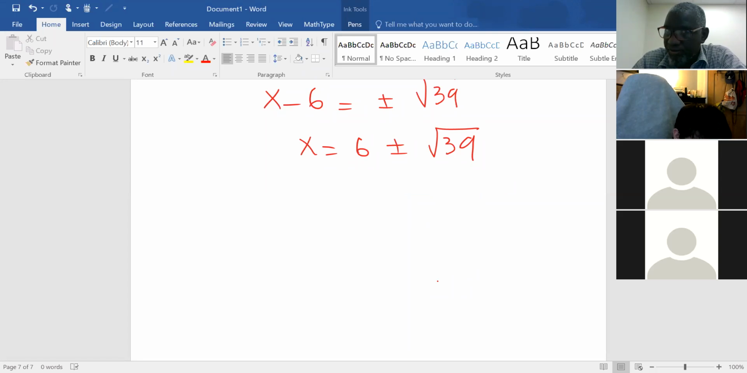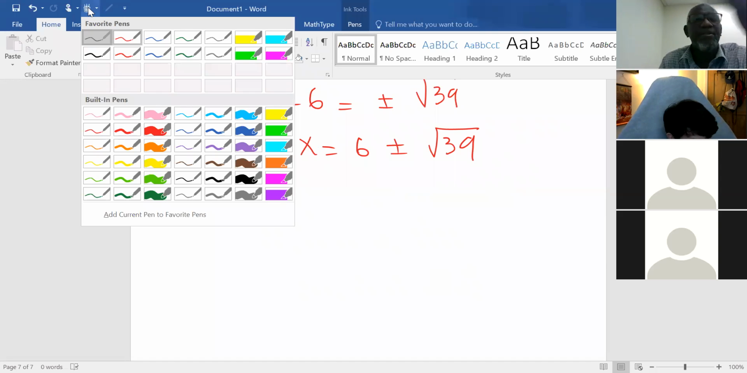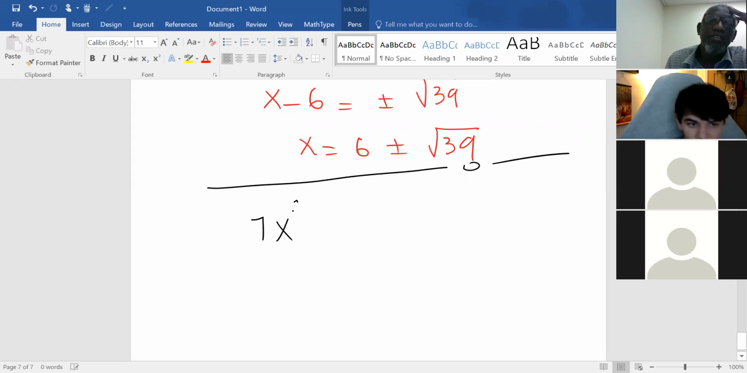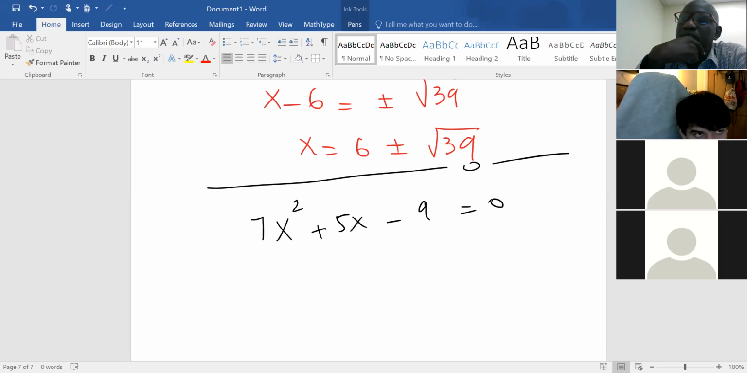That is one that we review. We did that in O83, stuff like that. I'll show you why this method can be very unfriendly, calculation-wise. For example, right here, if I say 7x squared plus 5x minus 9 equals 0. If you want to do the completing the square method, first of all, you have to have what number in front of x squared for it to work?